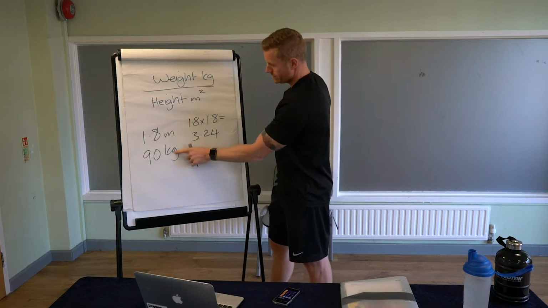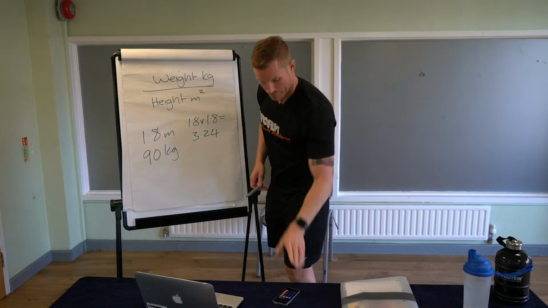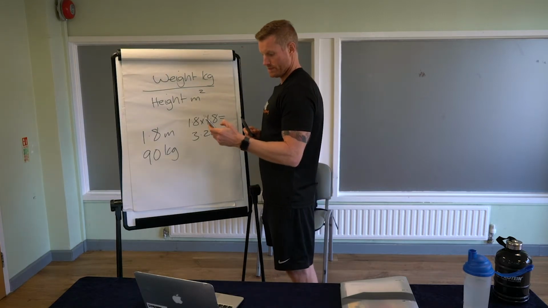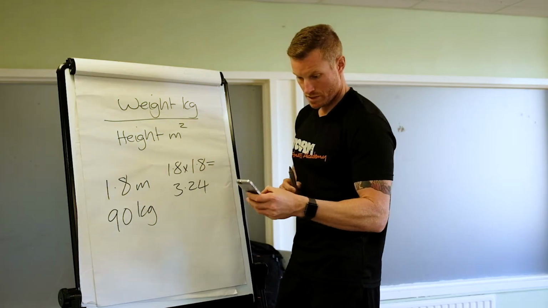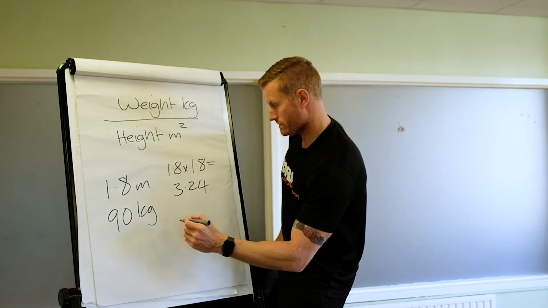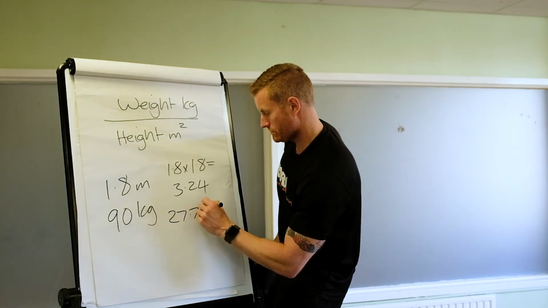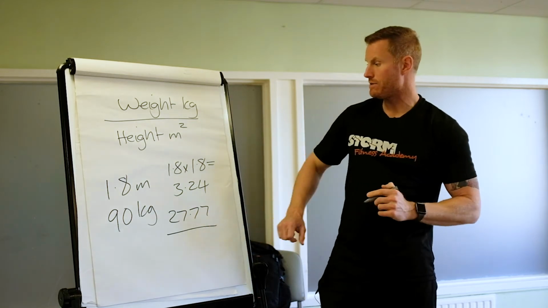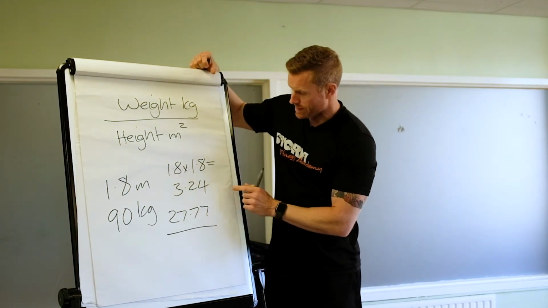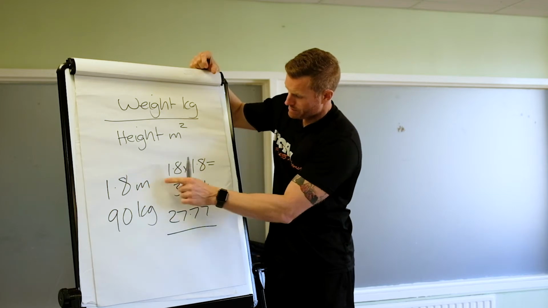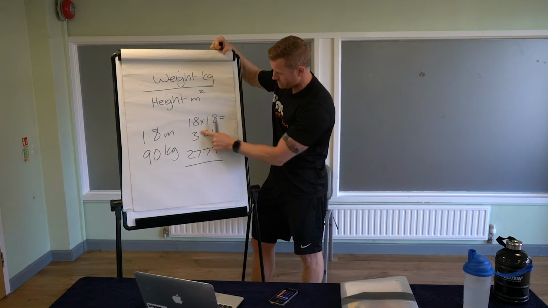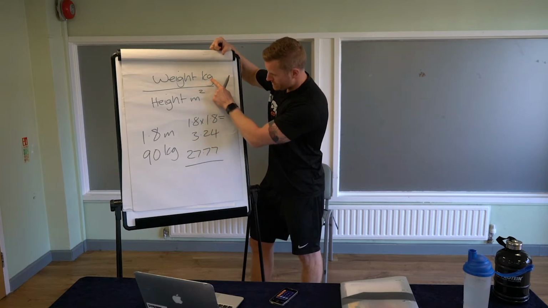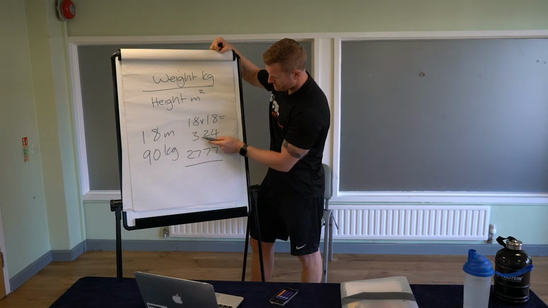Now all we do is take the weight in kilos, which is the 90, and divide it by that. So 90 divided by 3.24 equals 27.77. So that is the BMI. Now, just quickly go over that again. All I did was take the person's height in meters, so that's the 1.8. It's supposed to be squared, so I times it by itself, which gives me that. Then I take the weight in kilos, which was 90, and divide it by the height in meters squared, which gives me that.